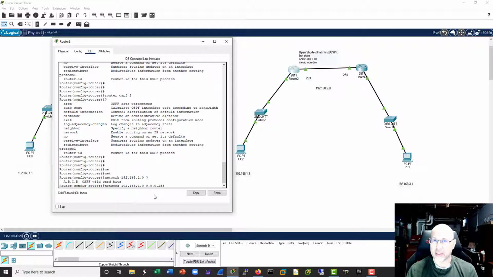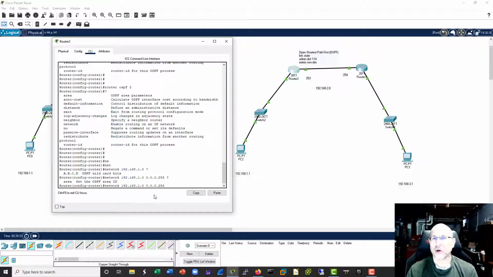Now, we're not quite done yet with OSPF. OSPF has an additional idea called an area. And what I'm going to do in this particular case is specify area 0. Area 0 is special for OSPF. It's called a backbone area. And you can build an entire OSPF topology in one area. Now, we'll define area here in a second.